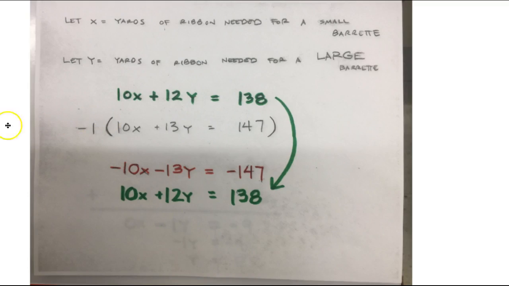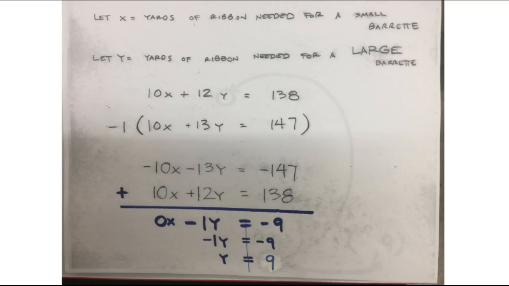Then I'm just going to bring that first equation down. And now I have the coefficients right where I want them to eliminate one of them, eliminate the x by addition. When I add the bottom one to the top one, or the top to the bottom, it doesn't matter, we're going to get 0x minus 1y equals -9. Then when we do the math, we're going to get y equals 9.